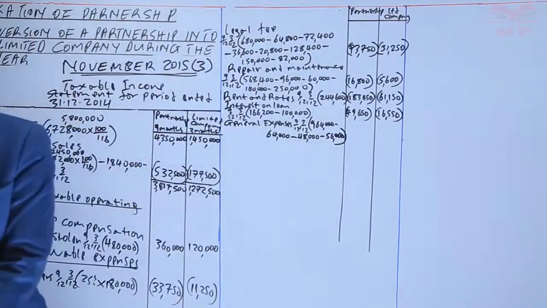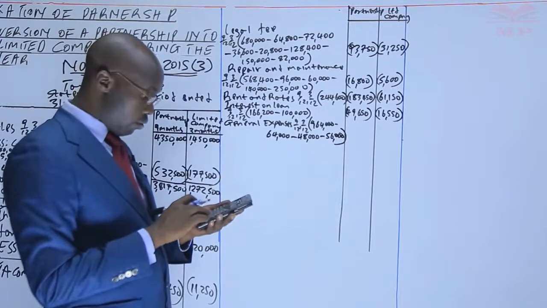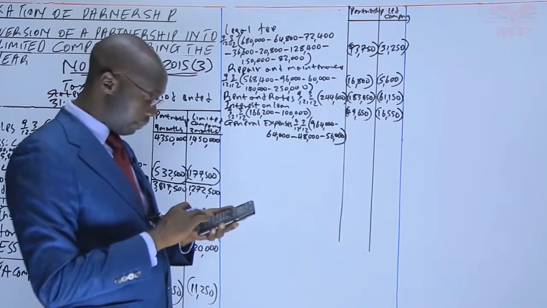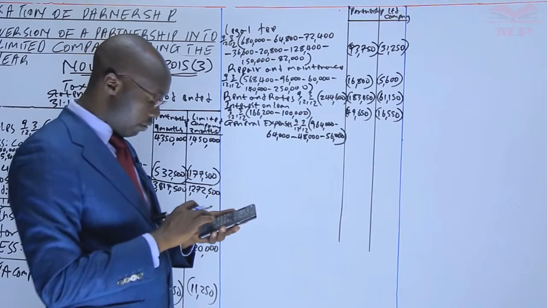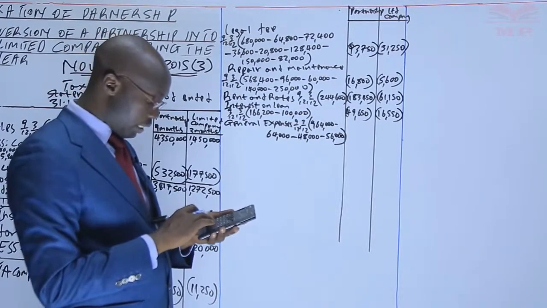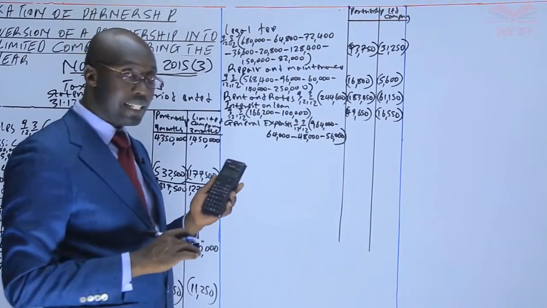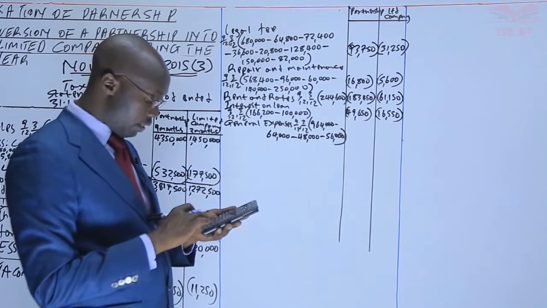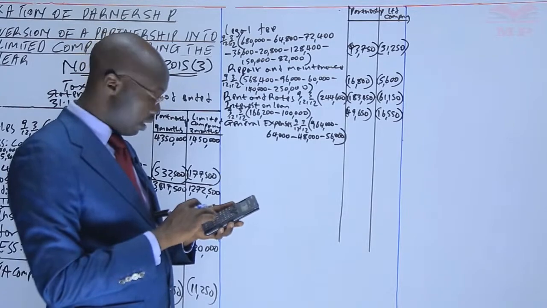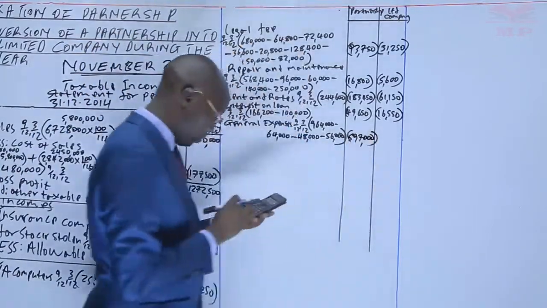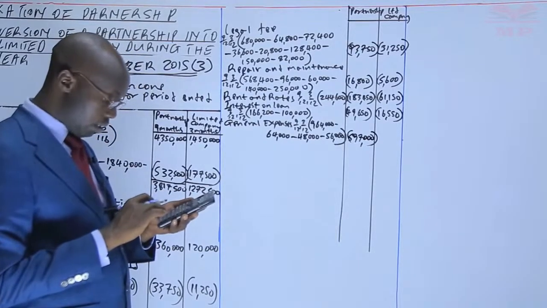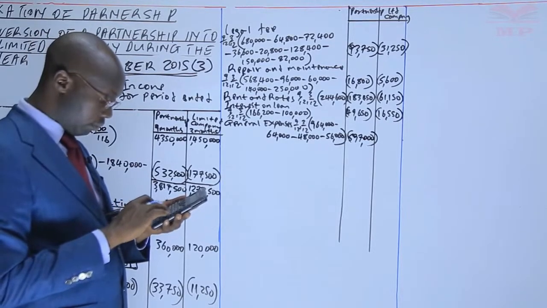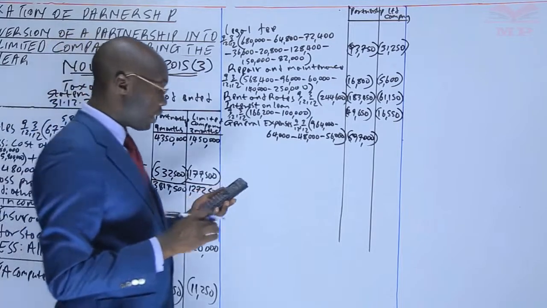Then the remaining one is the one that is going to be allowable. So we are going to take 964,000, and then we minus 64,000, and then we minus 48,000, and then we minus 56,000. You have 796,000. Then we take the figure times 9 over 12. 796,000 times 3 over 12, 199,000.